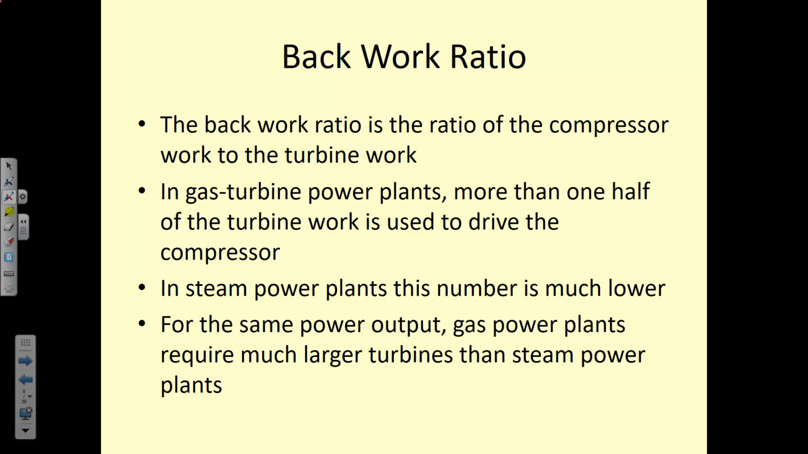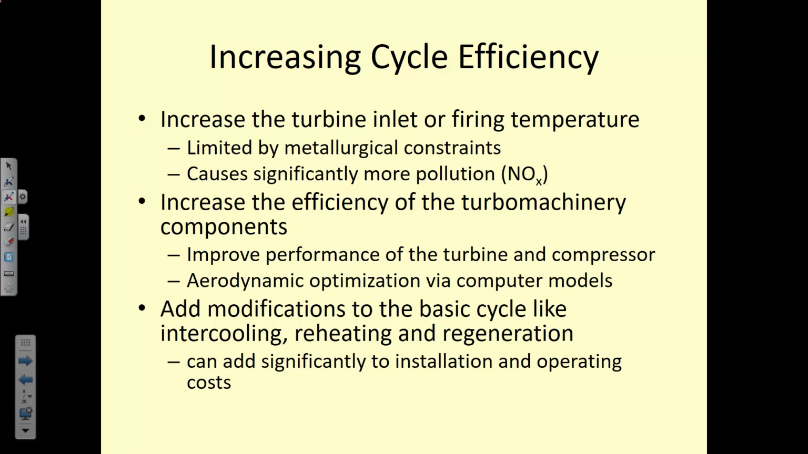But for the same power output, a gas power plant requires larger turbines, so it takes up more space than a steam power plant. Other ways to increase the cycle efficiency of any type of gas turbine cycle is to increase the turbine inlet temperature. But of course, you can only increase it to a certain extent before you warp the blades of your turbine. It's too hot and it's causing metallurgical failure or stress fractures or other problems in your turbine. And having high turbine temperatures also contributes significantly to pollution.